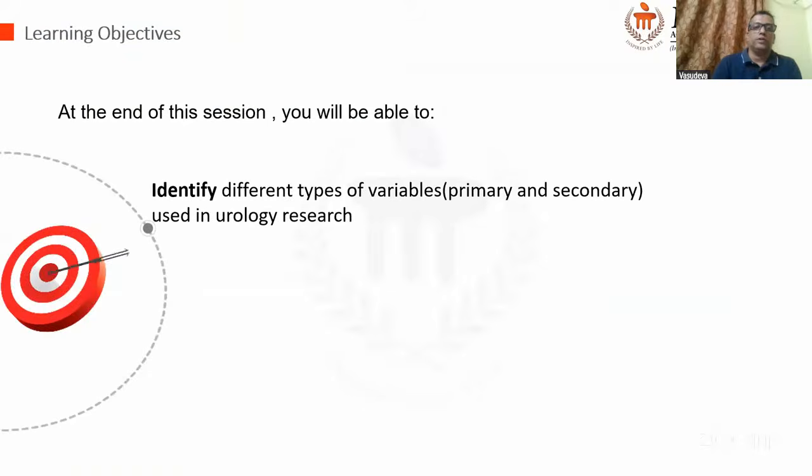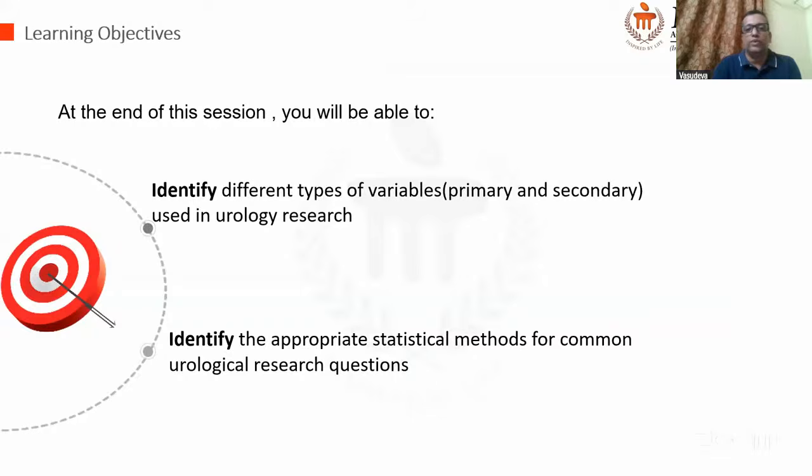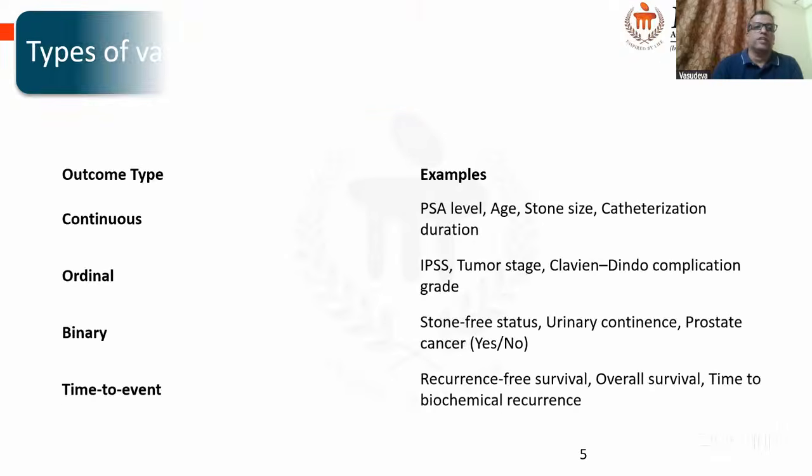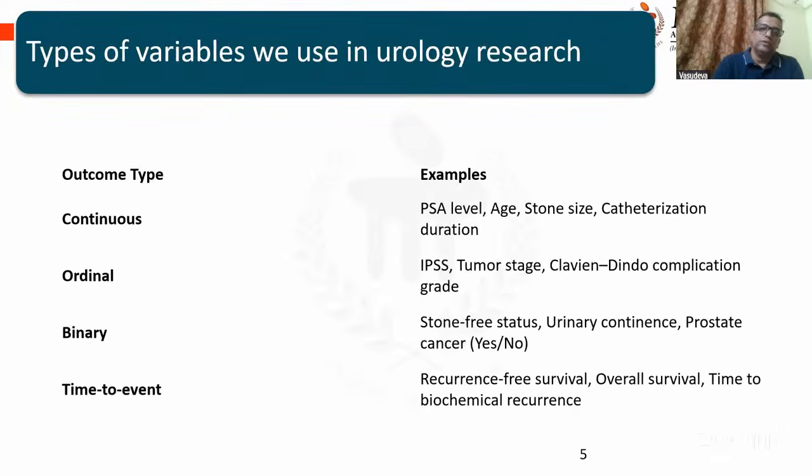And for learning objectives, I have 2: to identify different types of variables, primary and secondary, used in urological research, and to identify the appropriate statistical methods for common urological research questions. I had some questions here. In the first question, we are comparing 2 different treatment regimens. The second one: does PSA predict prostate cancer? Which patients recur, and which treatment has fewer complications? Now, if you see the outcome, there are different types of outcome measures. As the first speaker has mentioned, we can have qualitative and quantitative research questions.